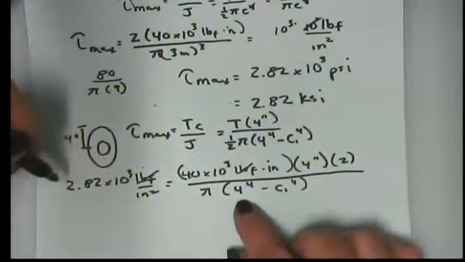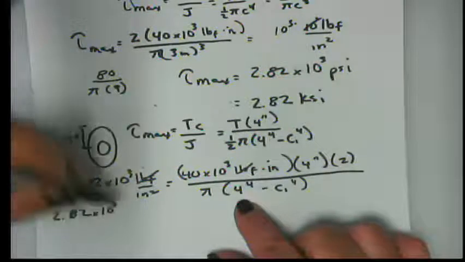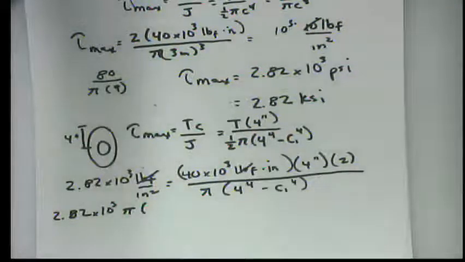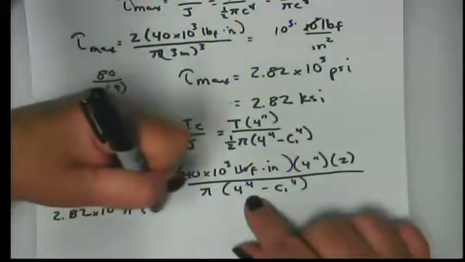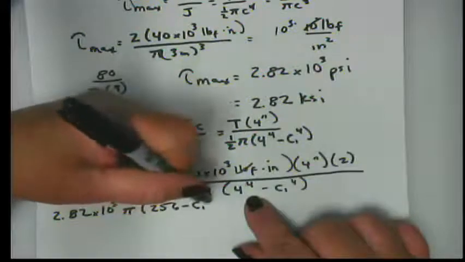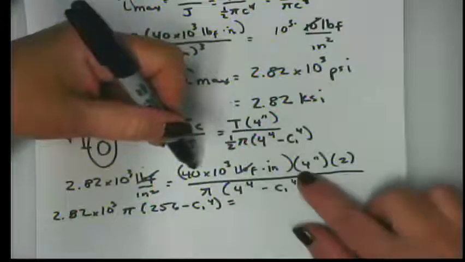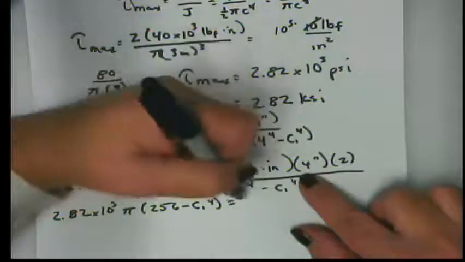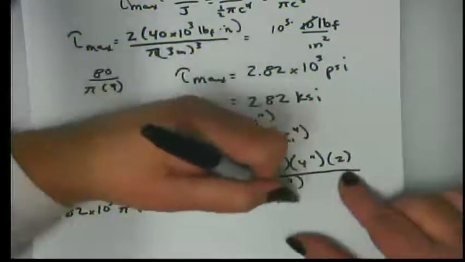All right, so let's do some math. We get 2.82 times 10 to the 3rd. I'm going to cross multiply, times pi times 4 to the 4th power, which is 256, I believe. Yes. So this is 256 minus C1 to the 4th equals 40 times 10 to the 3rd. 4 times 2 is 8. 8 times 40 is 320. And that is times 10 to the 3rd.